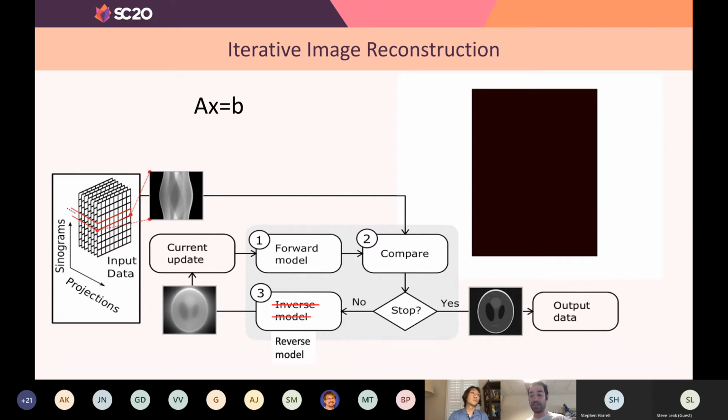The reverse model is basically the transpose of the forward model, the matrix transpose. You keep doing that, refining the object in each iteration, until your actual measurement and your simulation match, and that's where you stop. That's the output data. Typically you want to do around 27 or 30 iterations to converge sufficiently to an accurate result. But we will give you more instructions on how to run the code.